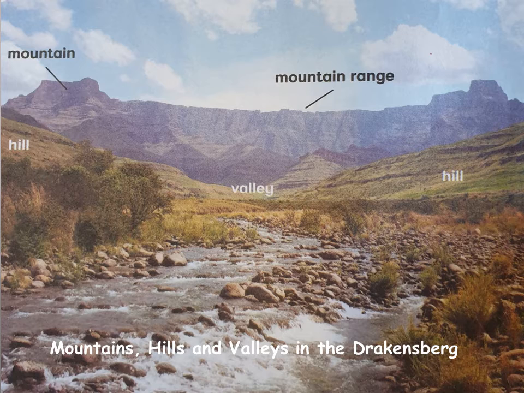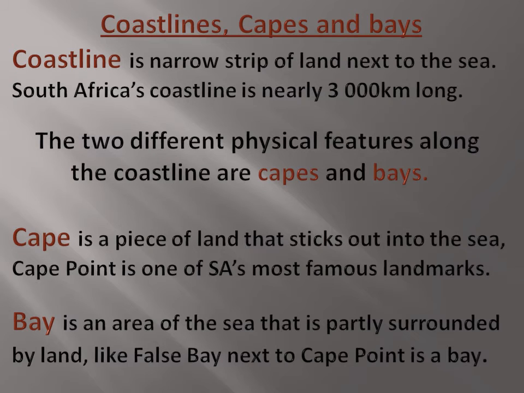South Africa is divided into 3 main physical areas: coastline, capes and bays. Coastline is a narrow strip of land next to the sea. That's all you must know. The coast is the sea line, so it's a narrow strip of land next to the sea. There are 2 different physical features along the coastlines.